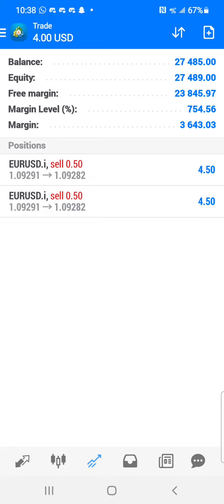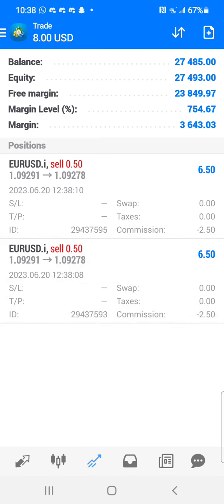Why? Because if you click on the information on the trade, can you see that? Both trades were open at the same minute and the same hour. They don't look at seconds. Trades were open around 12:38. So the robot that detects all these things is going to see both trades as one.